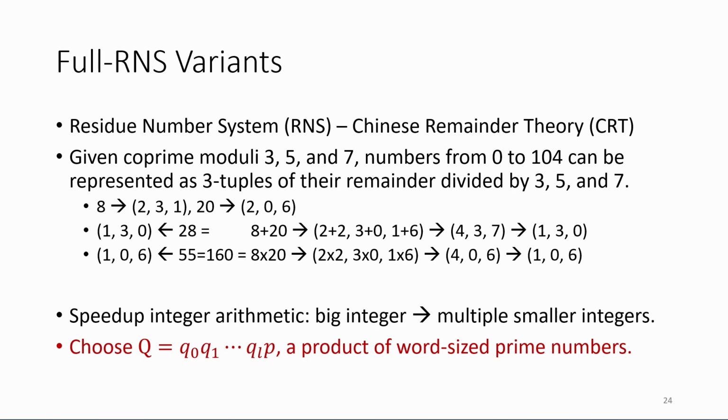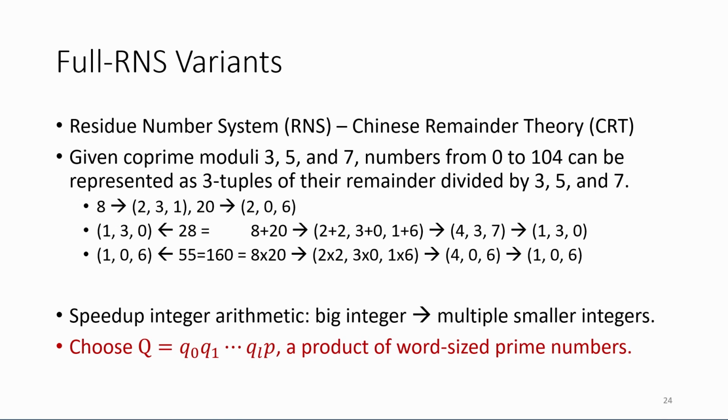20 becomes (2, 0, 6). Additions are done element-wise. By doing it this way, you get the tuple for 28. If you just calculate the mapping of 28, you also get the same result. So this applies to addition and multiplication. By using this, we break large integer arithmetic into a set of smaller integer arithmetic, which gives you a lot of speedup. This is very important. Most of the RNS schemes are better than their original schemes.